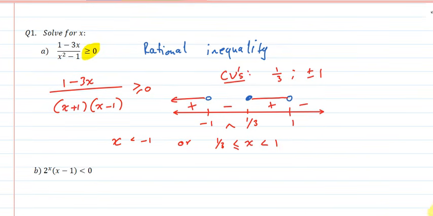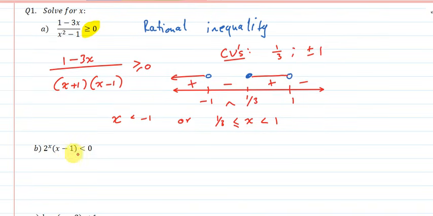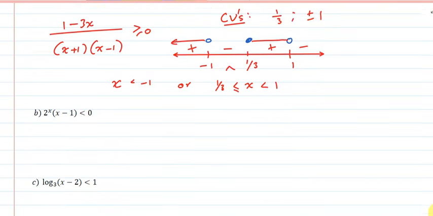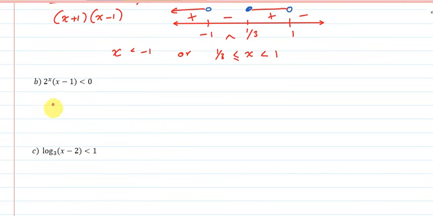Let us have a look at part B. We want to solve for 2 to the power x into (x minus 1) is less than 0. In order to solve for this problem, remember, 2 to the power x is always positive. So you can just drop 2 to the power x. Therefore, what you have is x minus 1 is just less than 0. Solving for this, x is just less than 1. So that's my solution to this problem over here.